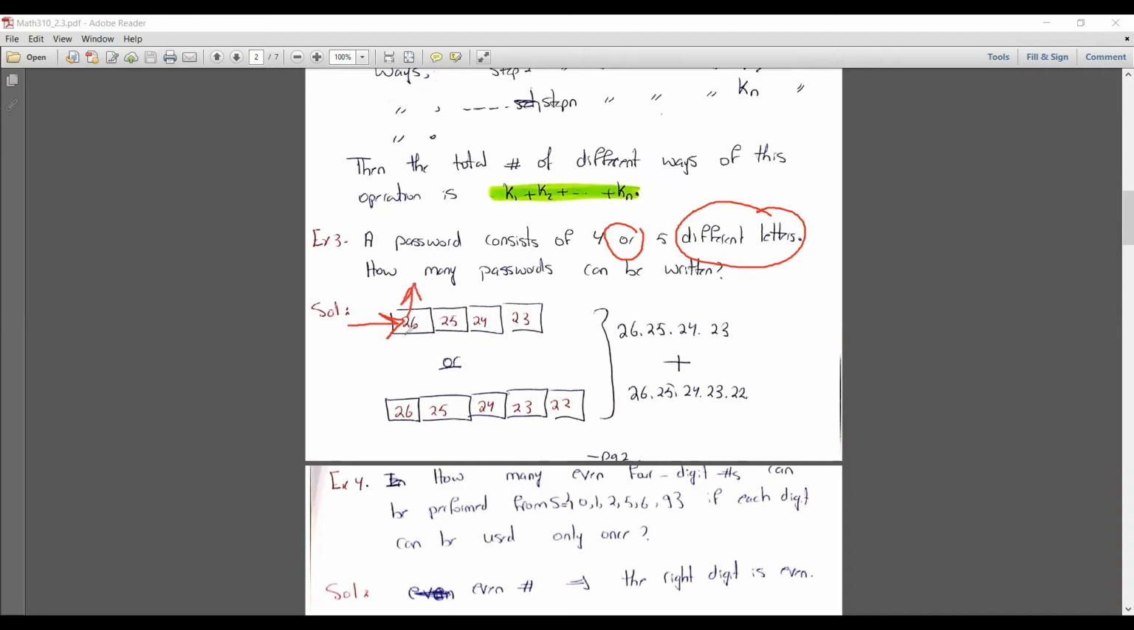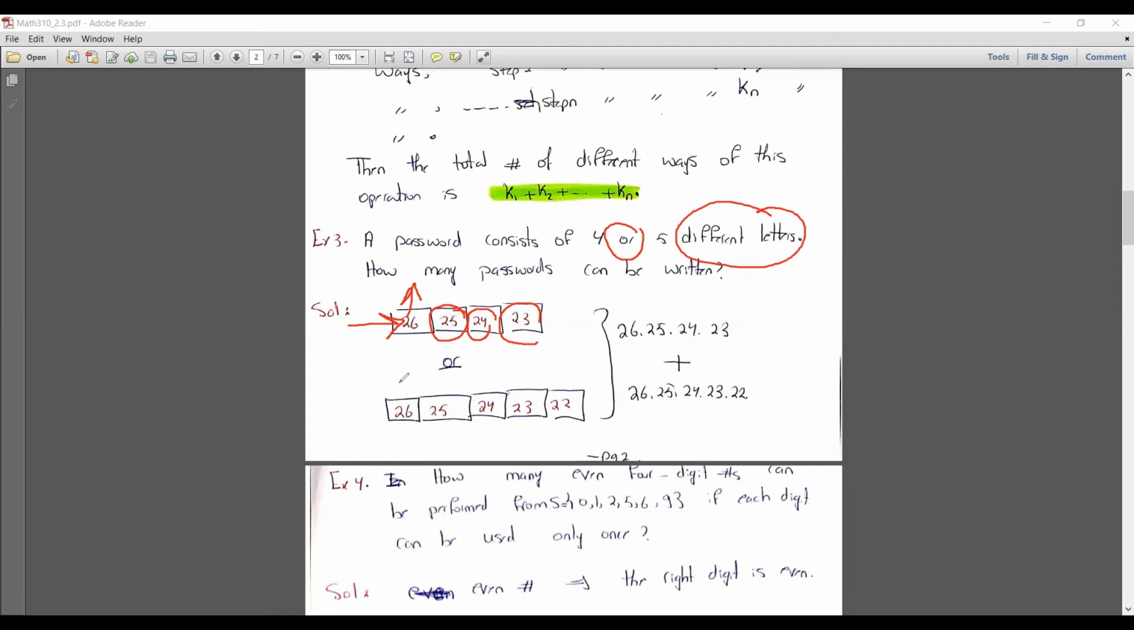The letter that we chose here, can we choose it again here? Of course not. So how many options should we have here? 25. Now, the option that we chose here, can we choose it again? No, so we're gonna have 24. And finally here, we're gonna have what? 23. This is the case when we have the password of 4 different letters.